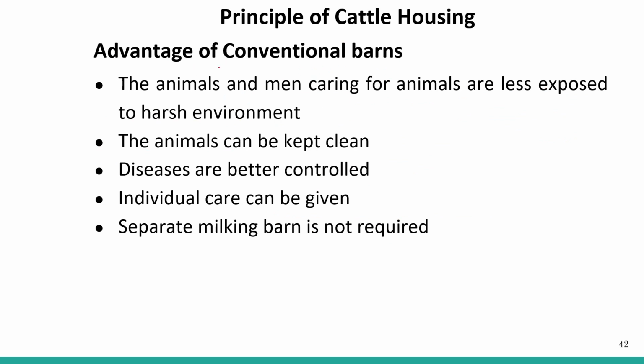So what are the advantages of the conventional barn? These barns have a lot of advantages. Let us see. The animals and the men caring for the animals are less exposed to harsh environment. So we are able to keep our cattle away from the harsh environment, as these conventional barns are made where there is a lot of rain and a lot of cold. So for keeping our cattle away from these harsh environments, we are making conventional barns.